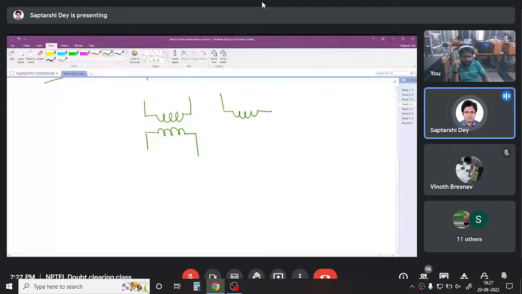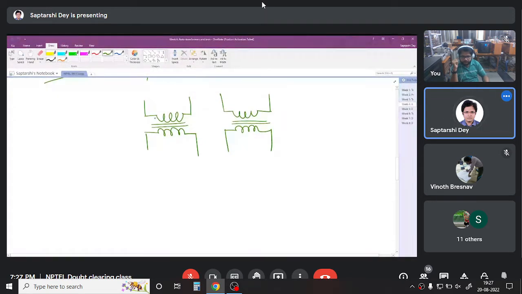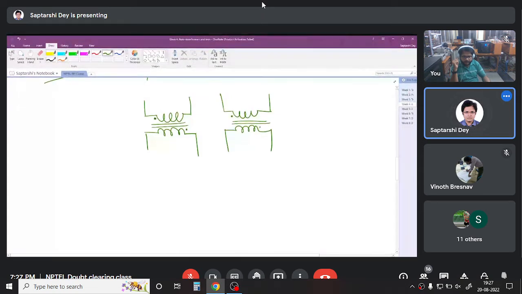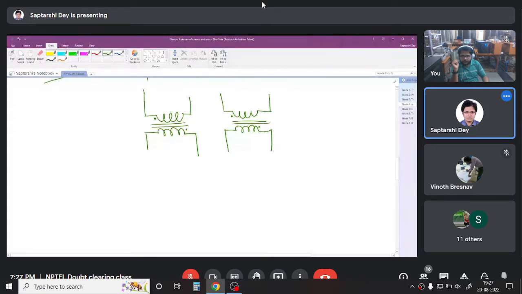Very soon we will see why a polarity test is required in a transformer. So let us say their dot conventions are like this. What is done is the primary windings are connected in parallel.